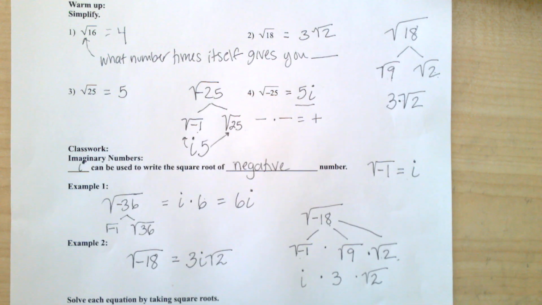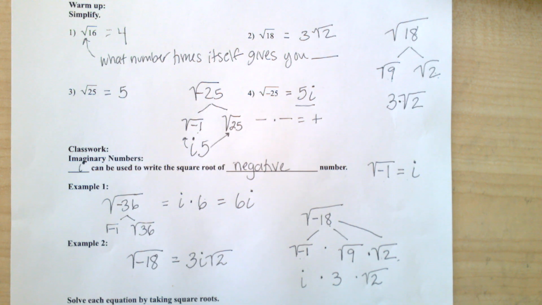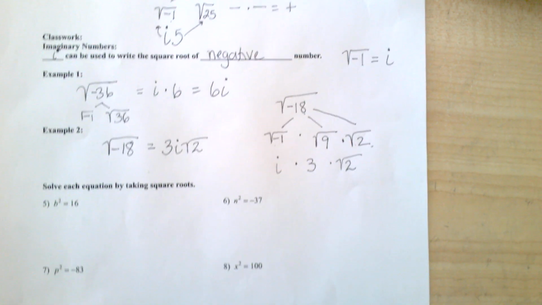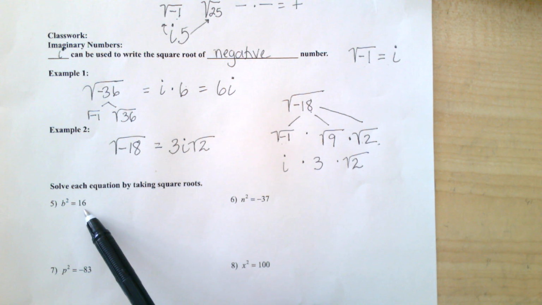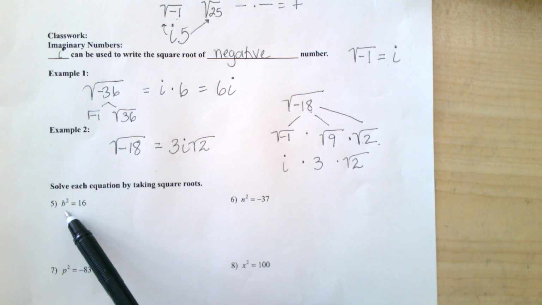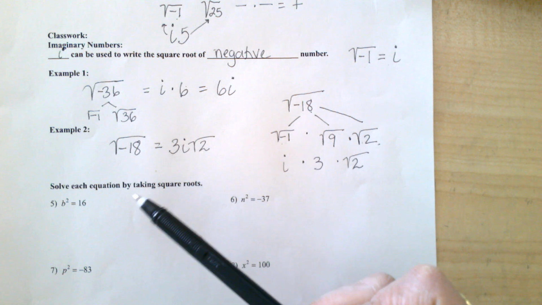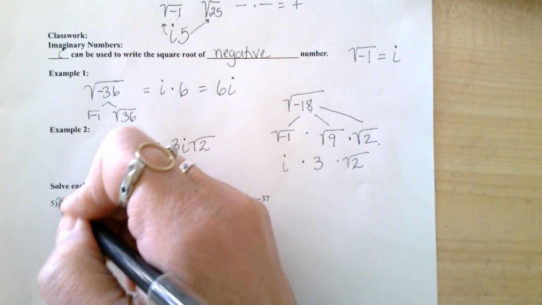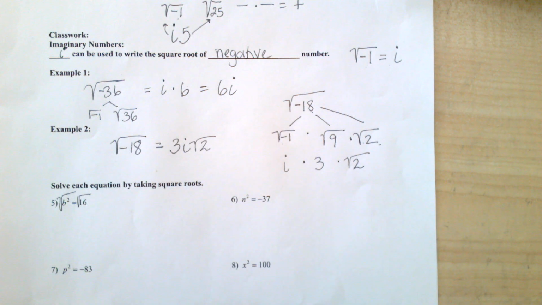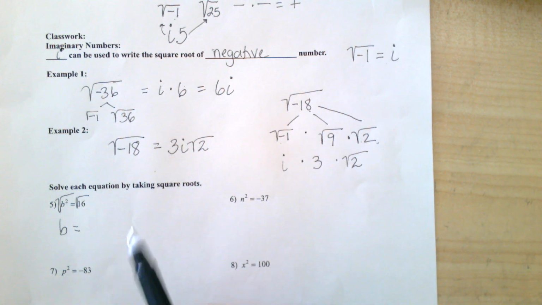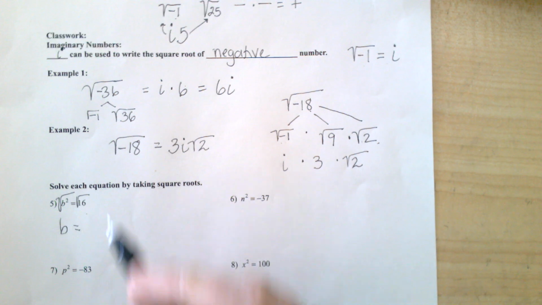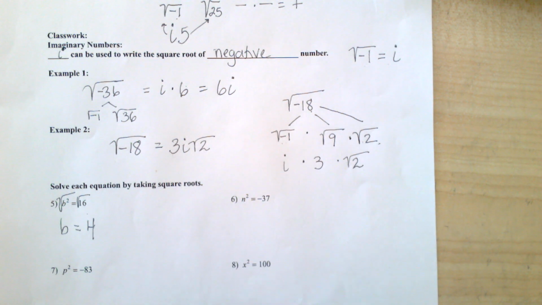All right, now that we reviewed i and reviewed perfect squares and we reviewed simplification, let's start solving each equation by taking square roots. All right, so number 5. We have b squared equals 16. So in order to undo a square, we have to do the inverse. The inverse of a square is taking the square root. Square and square root cross each other out. So b equals now the square root of 16. You're right, it is 4.